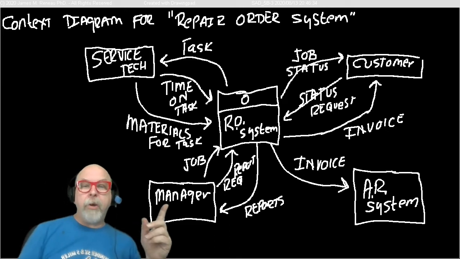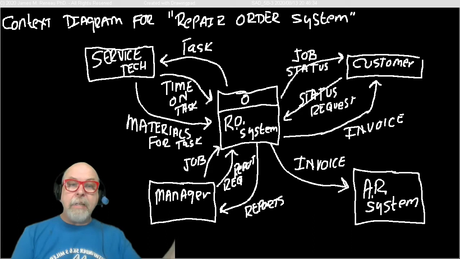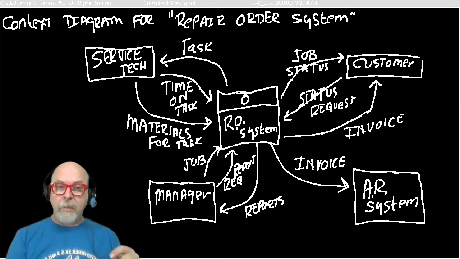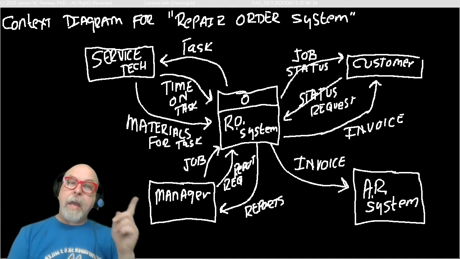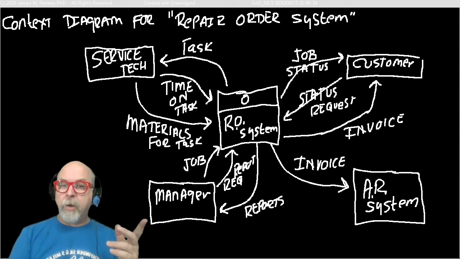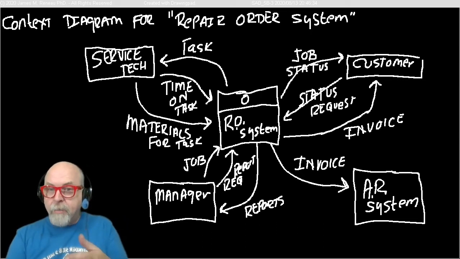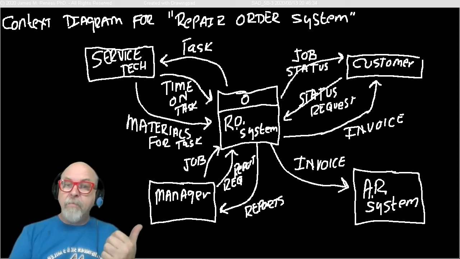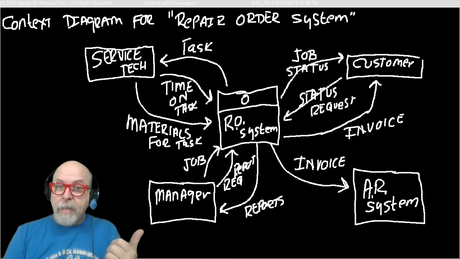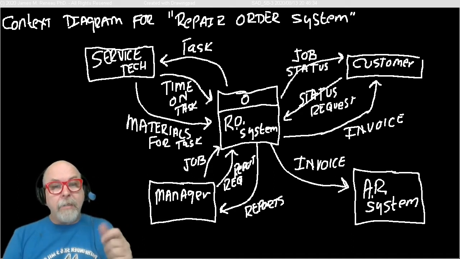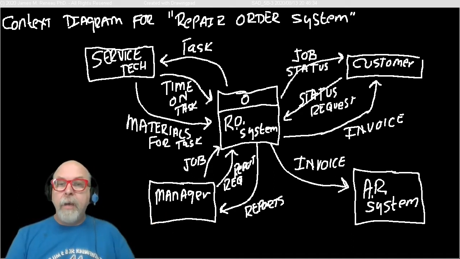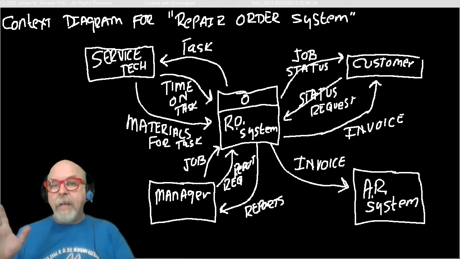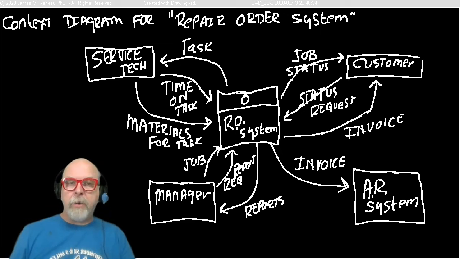How does a customer interact with this system? Well, the customer sends a status request to the system, and the system will send back a job status. So a customer should be able to send in a request saying, I want to know what's happening to my job, and the system should send back notes and statuses about where the job is. Also, the system is going to send the customer an invoice. The system will generate an invoice and send it to the customer.